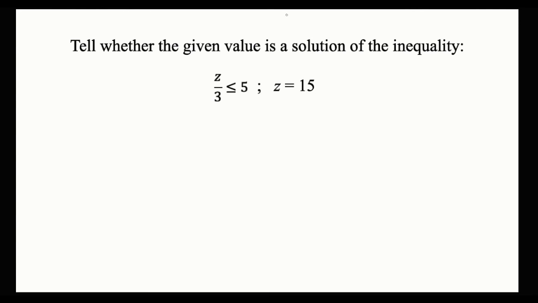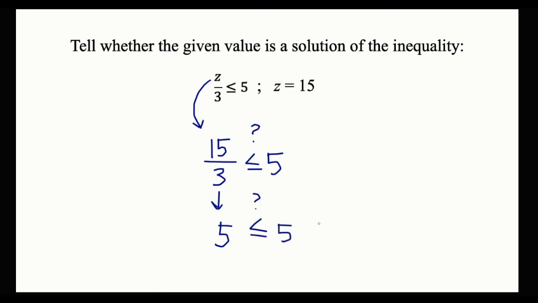Let's do another. Let's say I have Z over 3, that really means Z divided by 3, is less than or equal to 5, and Z equals 15. So I'm going to take this inequality and plug in 15 for Z. So I have 15 over 3. Is this less than or equal to 5? Let's do it. 15 divided by 3 is 5. Is 5 less than or equal to 5? Yes, it is. 5 is equal to 5. So this is a solution.